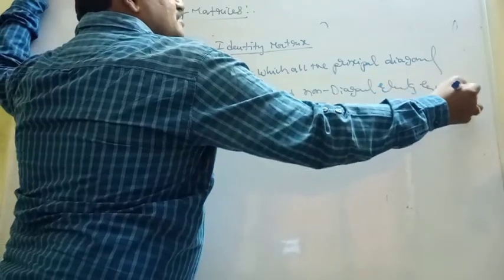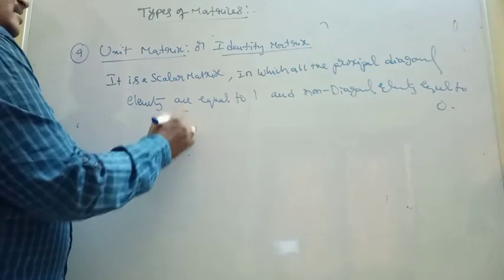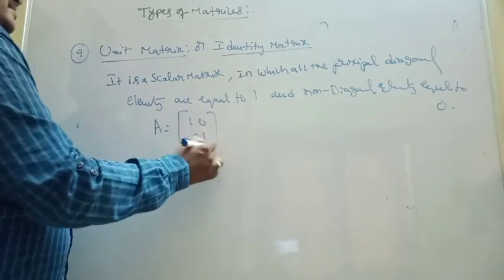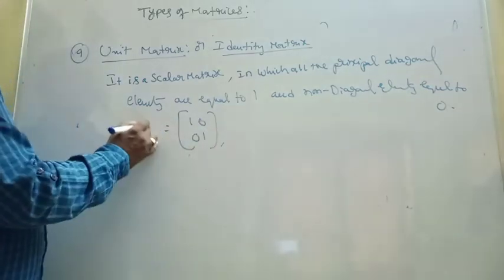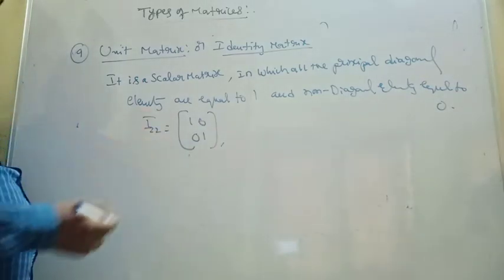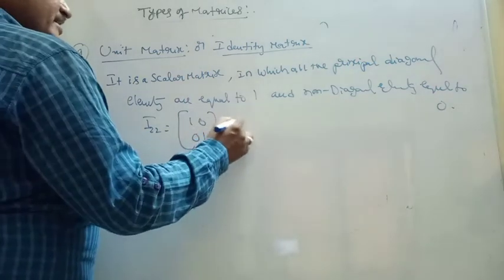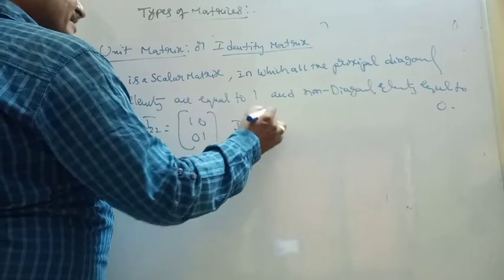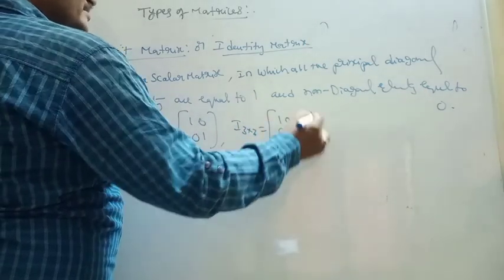That is already answered in scalar matrix. That means precisely how we will define it. This is something like 1 0 0 1. This is I 2 by 2, which means it is a square matrix of order 2 by 2, and I 3 by 3 is the unit matrix, what we have here: 1 0 0, 0 1 0, 0 0 1, like this.